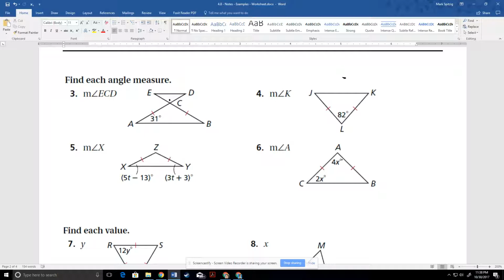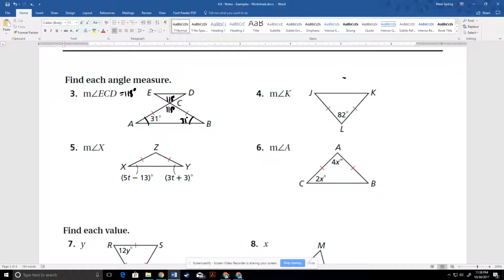We have an isosceles triangle, which because it's marked, the two sides are congruent. So if this is 31, then this, because the two angles opposite the congruent sides are congruent, would both be 31 and 31. So together, that's 62. So we do 180 minus 62 is 118, which is this angle up here. But that's also this angle here, right? So ECD is 118. All right.